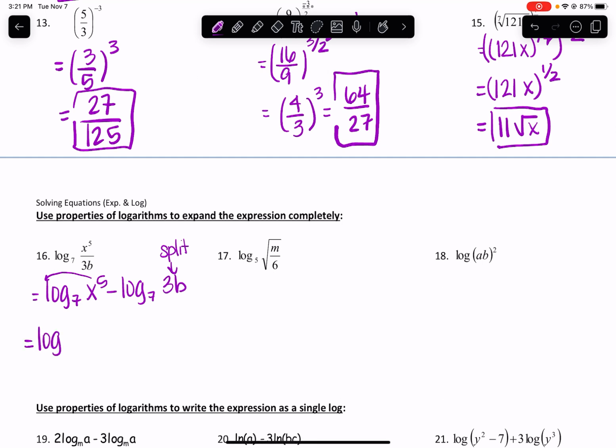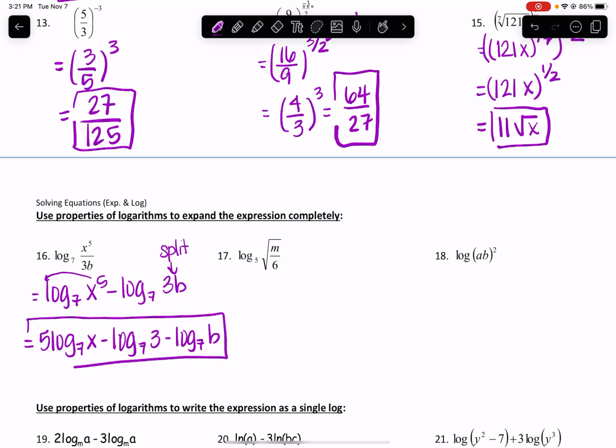So log base, oops, not quite. Let me back that up. 5 log base 7 of x minus log base 7 of 3 minus log base 7 of b. And then that is your final answer on that.